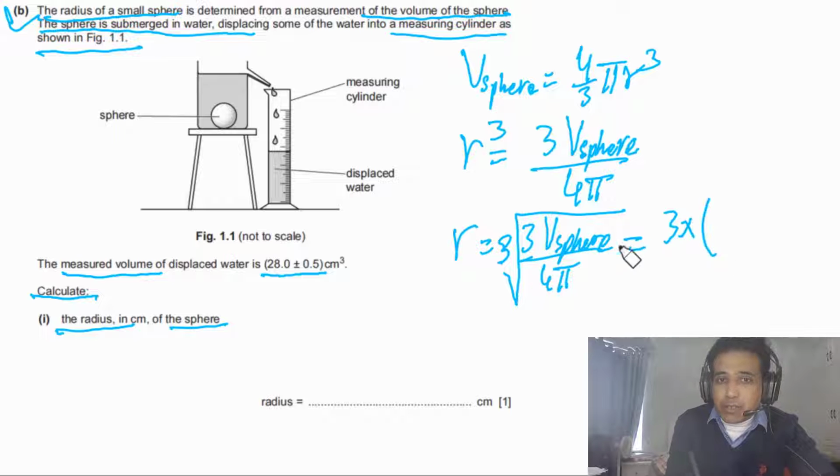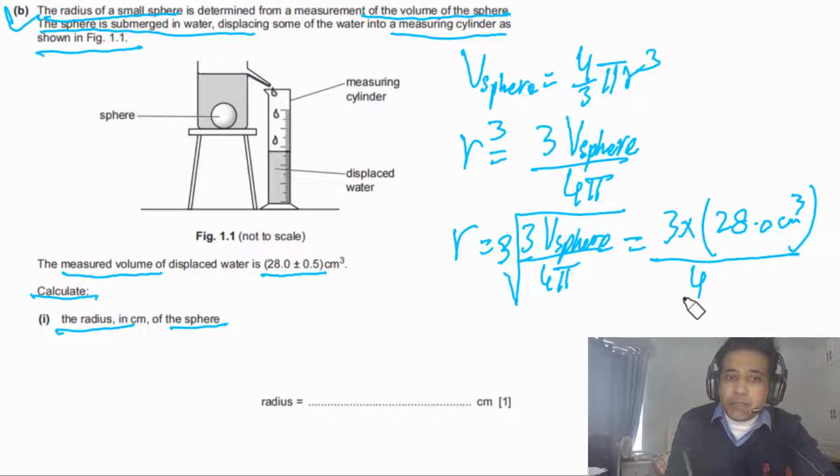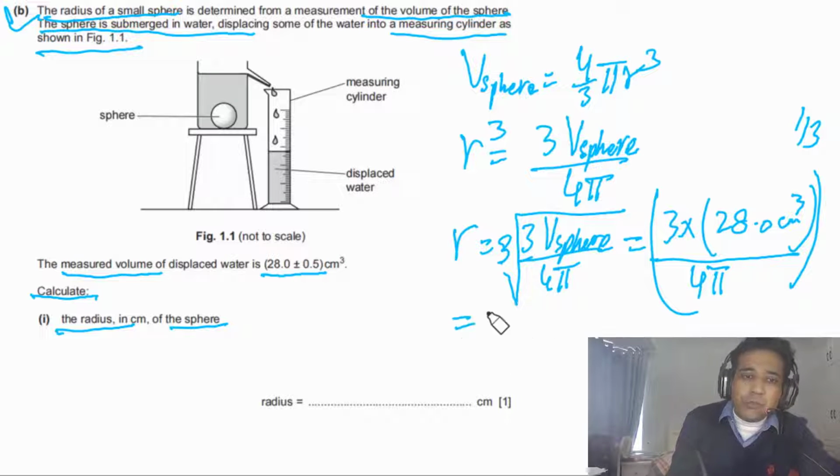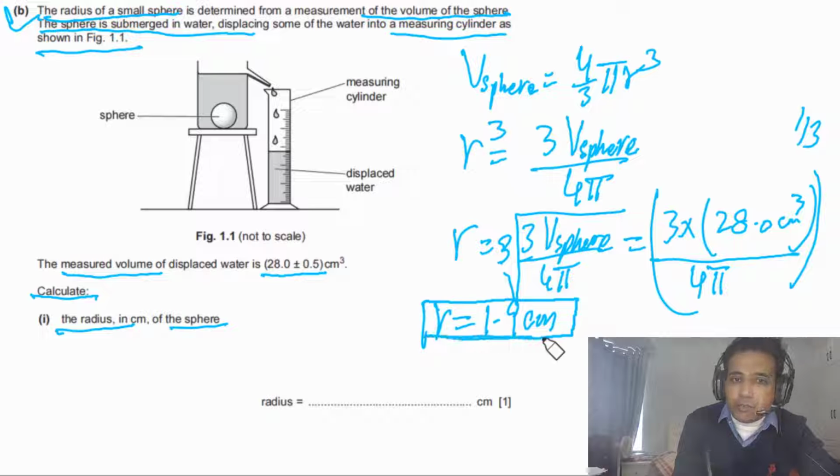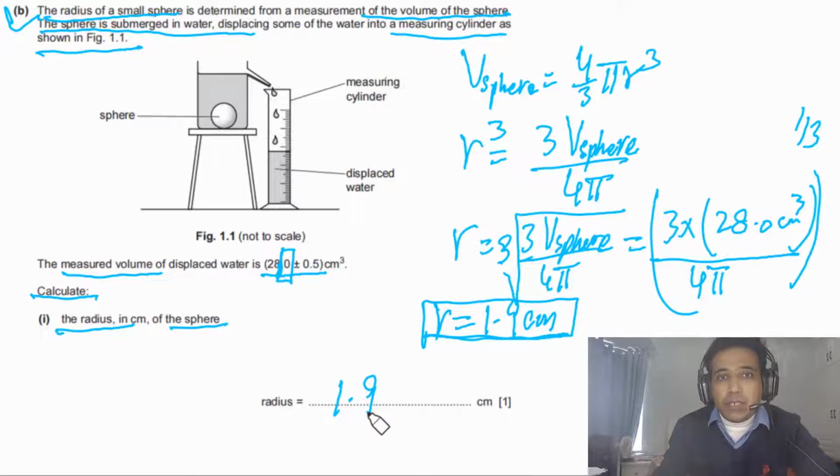Now simply you need to plug in values. Volume of sphere is 28.0 centimeters cube. We do not need to convert this unit because the final answer has to be in centimeters. So this is divided by 4 pi and the power of this is 1 by 3. If we solve this, we will get 1.9 centimeters. This is radius up to 1 dp, because the volume is also precise up to 1 dp. So our final answer is 1.9 centimeters.